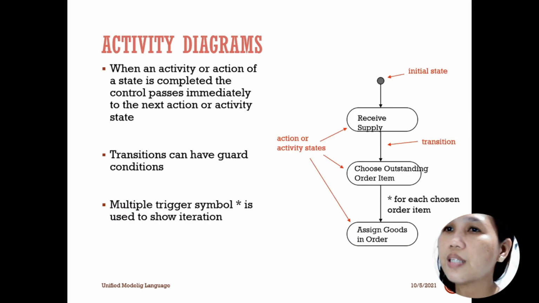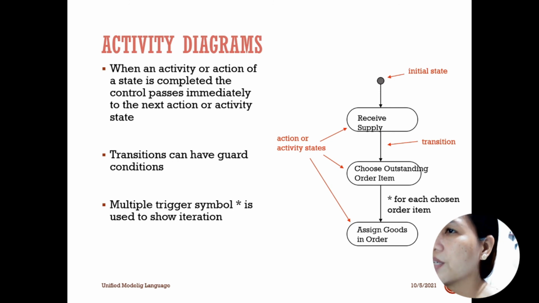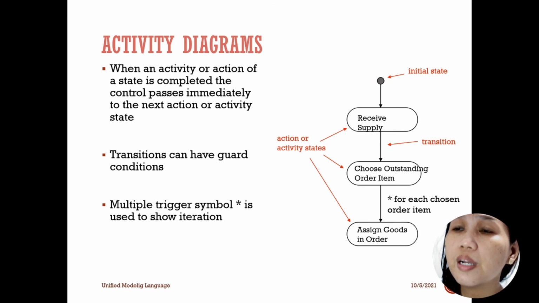So here's an example of an activity diagram. As you can see, we have the initial state, we have receive supply, choose outstanding order item, and then assign goods. Messages can be action or activity states, and the arrow down is the transition. A transition can have a guard condition. A multiple trigger symbol is also used to show iteration.